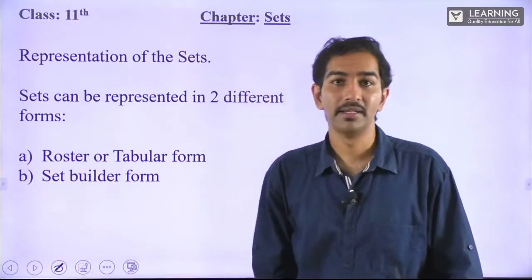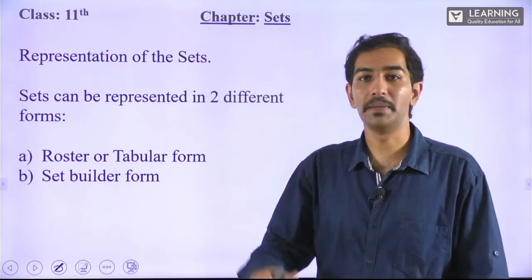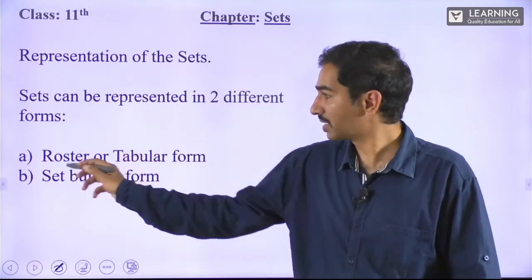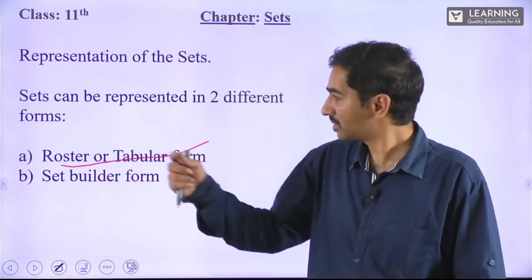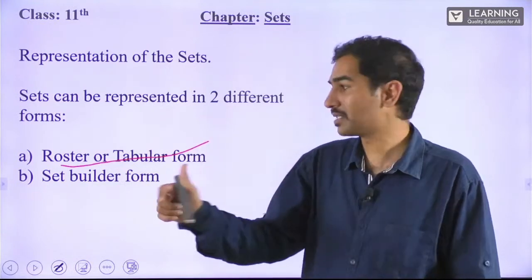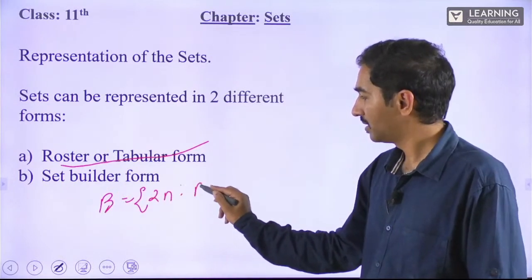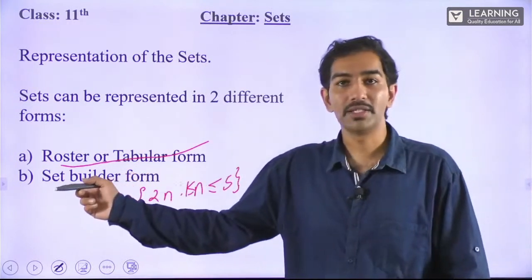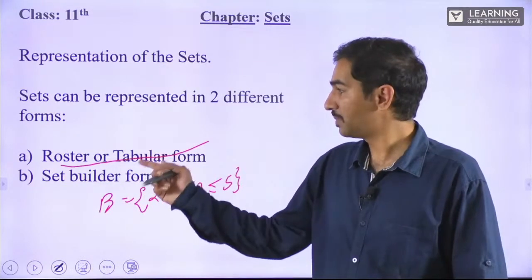What is the meaning of roster or tabular form? Listing down the elements itself. For example, multiples of 2 means 2, 4, 6, 8, 10. That is nothing but roster or tabular form. What is set builder form? The same elements you have to represent, but not by listing down the elements, with some operations like this. B equals 2n such that n is greater than or equal to 1 but lesser than or equal to 5. This is how you represent a set in set builder form. So there are two ways to represent sets: set builder form and roster form.